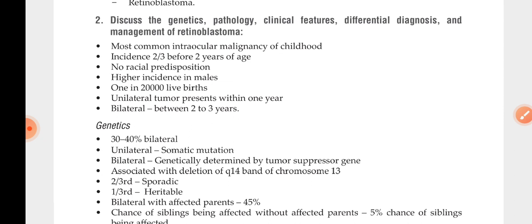Unilateral tumor presents within 1 year, bilateral between 2 to 3 years. So initially one eye will be affected, later both eyes will be affected. The incidence is more common within 2 years of life, and after 2 years the incidence is rare. There is no racial predisposition, meaning it is common in all races, and it is more predominantly seen in males.